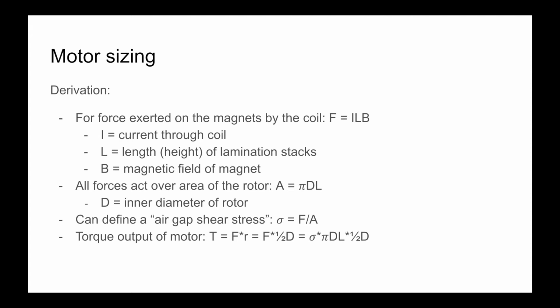Let's consider the force exerted on the magnets by a coil with current I. If the stator has thickness L and the magnets produce a field strength B, the Lorentz force is given by F equals ILB. If we sum up all the individual forces, we can say that the force acts over the entire rotor, which has an area of pi times the inner diameter of the rotor times the thickness L. This is the area of the inner cylinder of the rotor. With a force and an area, we can somewhat arbitrarily define something referred to as the air gap shear stress, which we represent with sigma. We write the output torque of the motor as T equals F times R, where R is the radius, or half of the diameter. If we plug in all of our equations, we can then relate the torque of the motor to the diameter and the thickness of the motor.